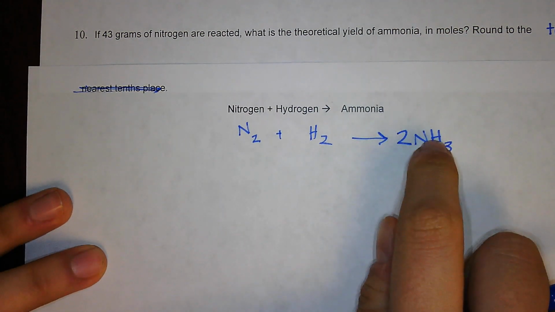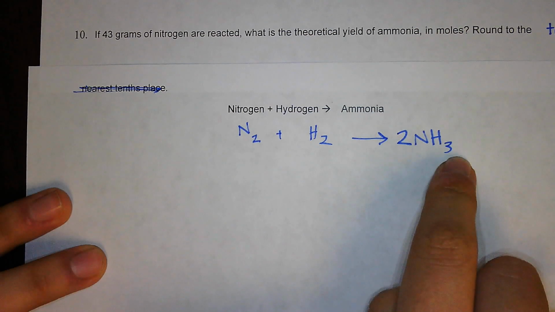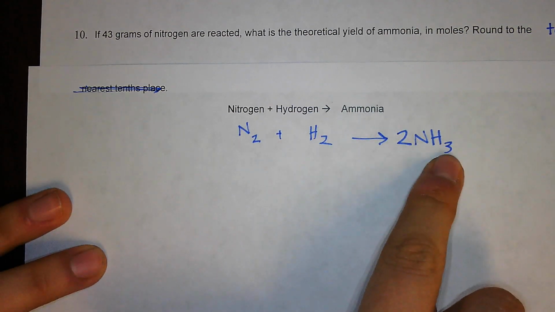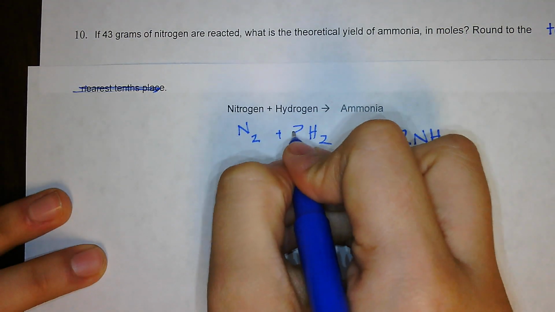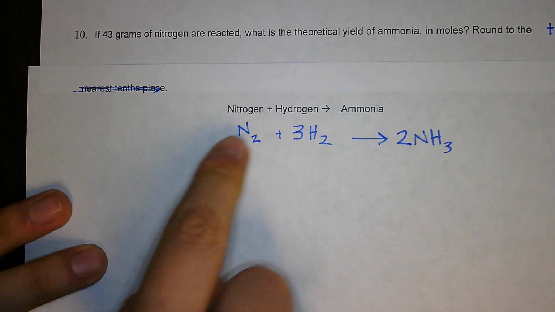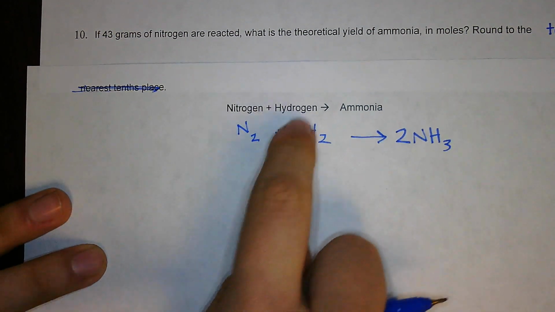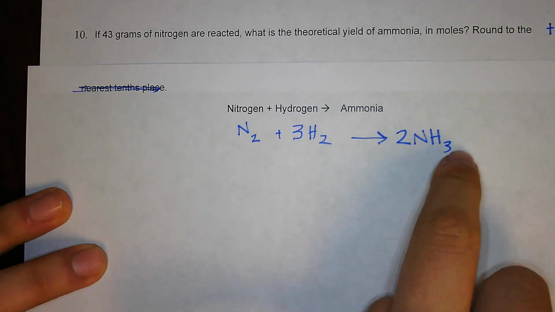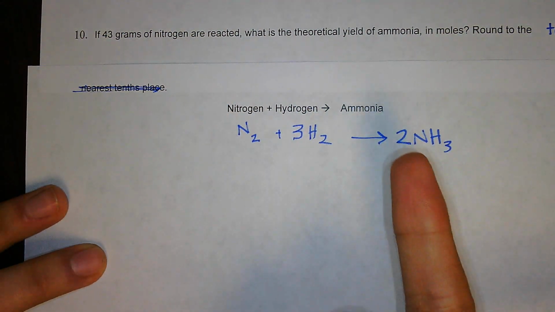So now I have 2 nitrogens, but I have 6 hydrogens. So 6 hydrogens on this side, only 2 on this side. I can multiply this one by 3 to have 6 hydrogens. So 2 nitrogens, 2 nitrogens, 3 times 2 is 6 hydrogens, 2 times 3 is 6 hydrogens. So I have the equation and I balanced it.